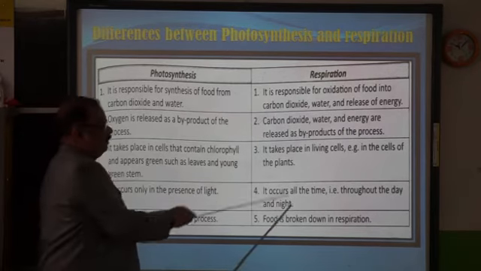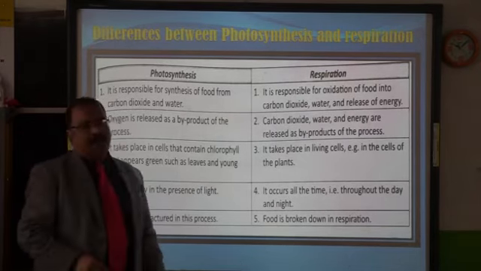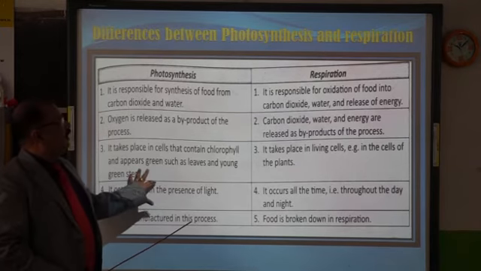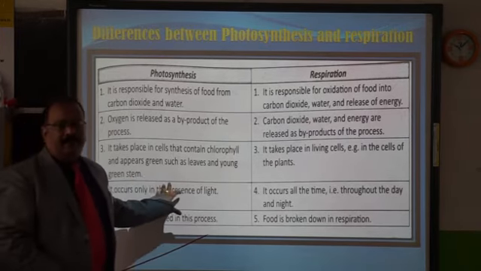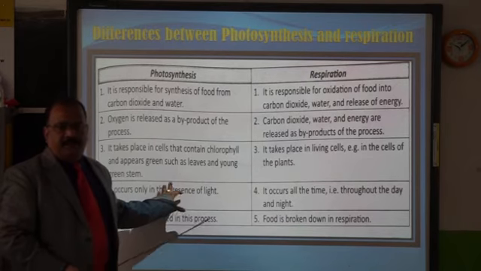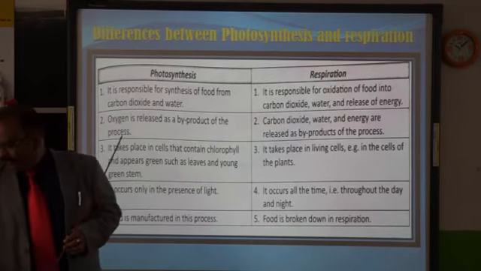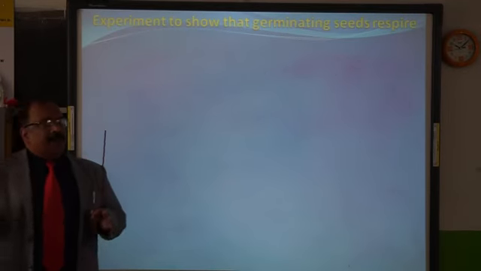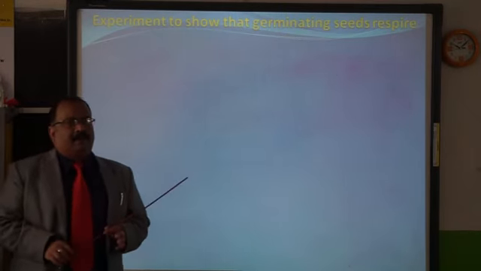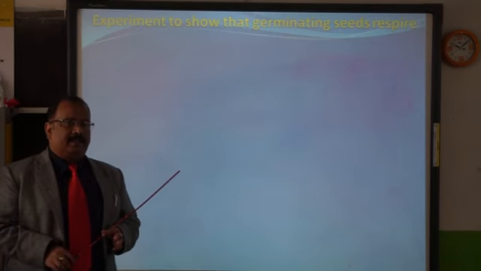But in respiration, what happens? Food is broken down. So this was your difference between photosynthesis and respiration. Very, very important from the examination point of view. And with this, the topic is over. The difference between respiration and photosynthesis.